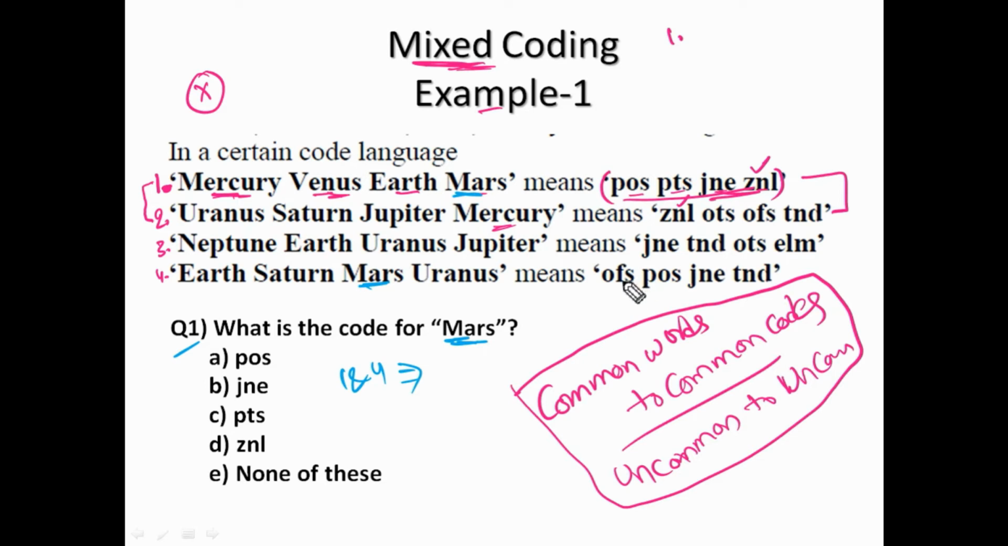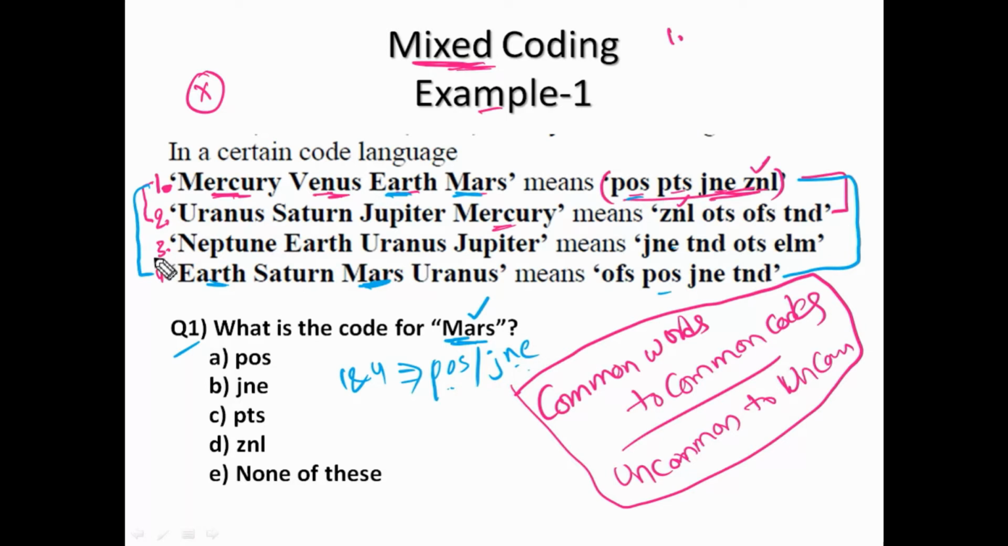what are the common words on the right hand side? In the first and fourth statements, only Mars is common, or are any other words common? Yeah, there is another word, that is Earth. So corresponding to these two words, there will be 2 codes common. By seeing the first and fourth statements, what are the common codes? POS is common, and JNE is also common. So what can be the code for Mars? Either POS or JNE.